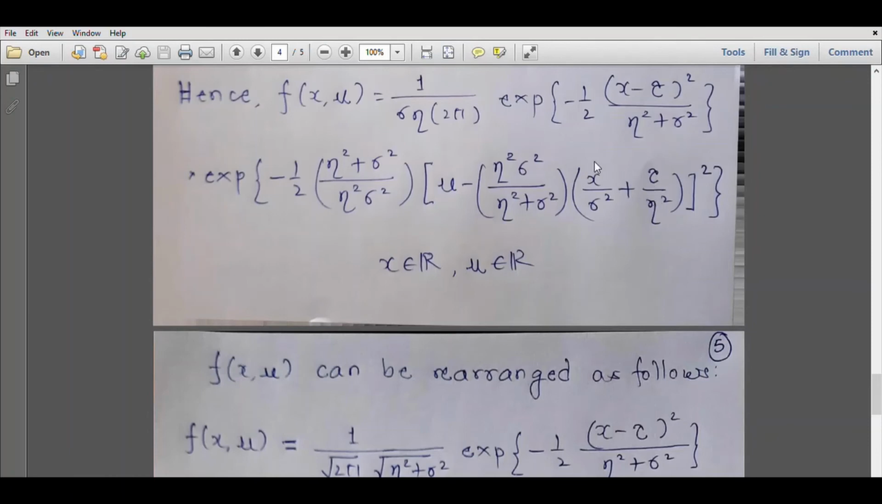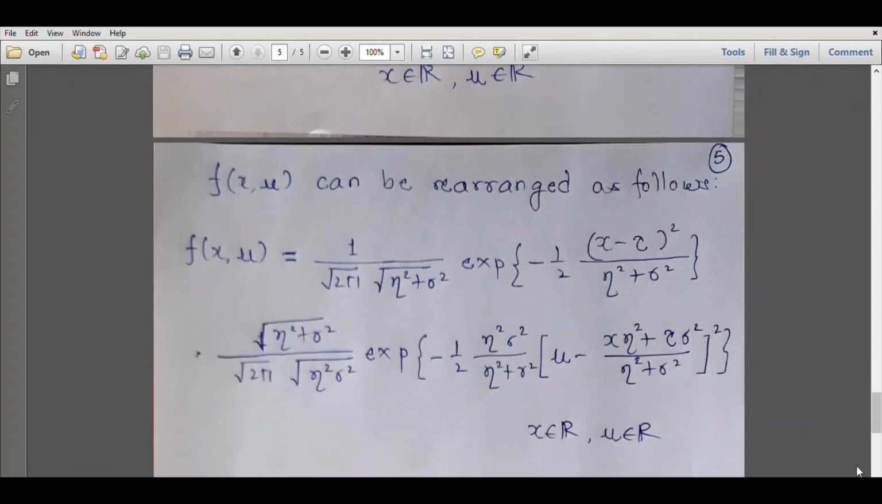So if you cross multiply these two, you get x eta square plus tau sigma square upon eta square into sigma square. Now eta square into sigma square gets cancelled with this, and what remains is x eta square plus tau sigma square upon eta square plus sigma square, which I have written here. So this becomes the mean and this becomes the reciprocal of the variance term. Okay, so this again looks like another normal PDF.